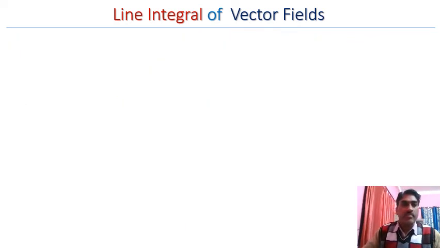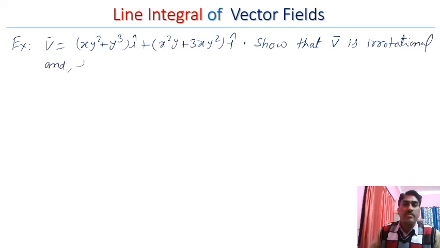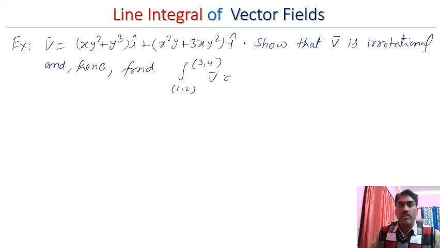We will also take an example to show the concept we just discussed. So let V be given as (xy square plus y cube) i plus (x square y plus 3xy square) j. Then show that V is irrotational, and hence evaluate the integral from (1,3) to (2,4) of V dot dr.